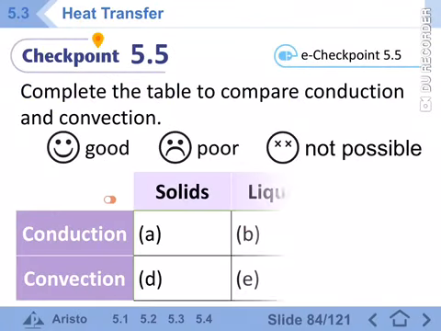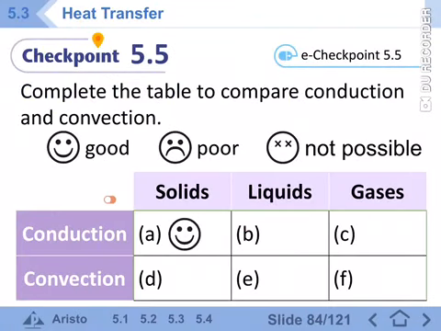Now, in here, let's take a look. We complete the table here, so give a second to think about it. We know that conduction is good for solids, really good. So what happens with convection? Can it happen for solids? Give a second. We mentioned that just a couple of minutes ago.